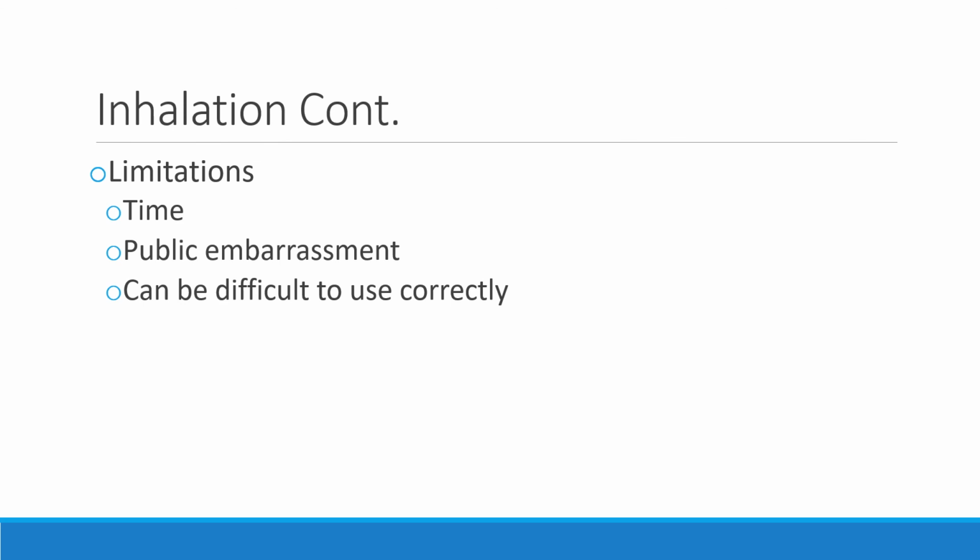So there's a lot of factors that we have to consider when we're looking at the different routes of administration. Is the time a factor? MDIs are much faster than nebulizers. Public embarrassment, MDIs are usually more socially acceptable than something like a nebulizer. And then difficult to use correctly, MDIs might be more difficult to use than something like a small volume nebulizer, but then cleaning a small volume nebulizer is usually more difficult than making sure the MDIs are clean, right? So there's a lot of factors that go into this.